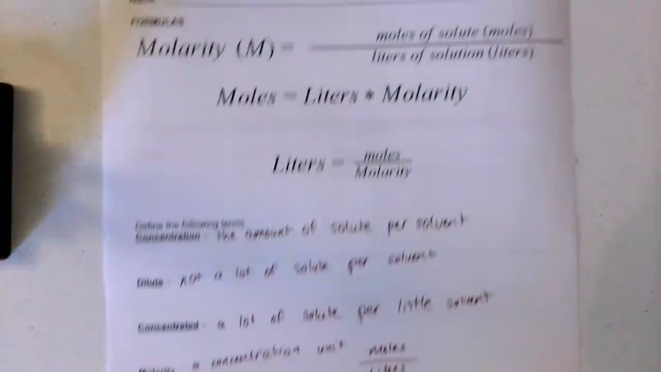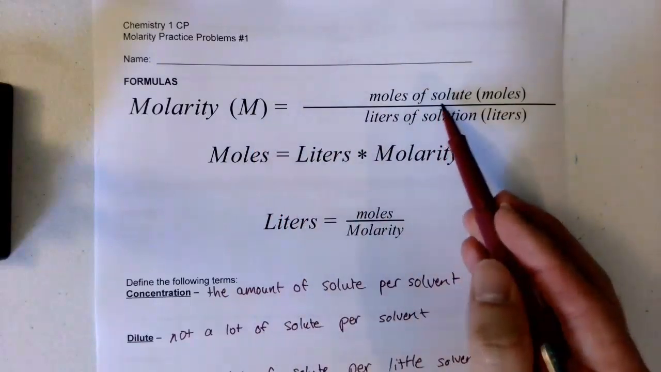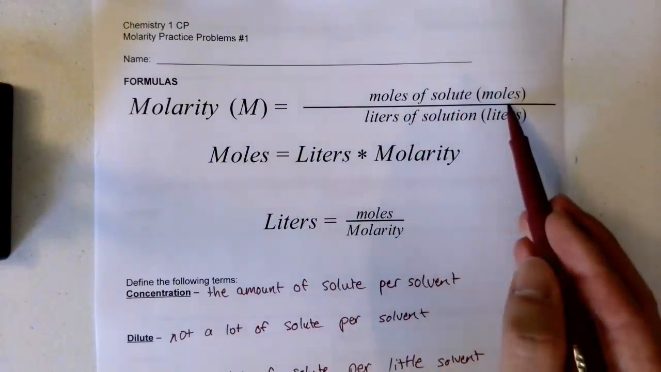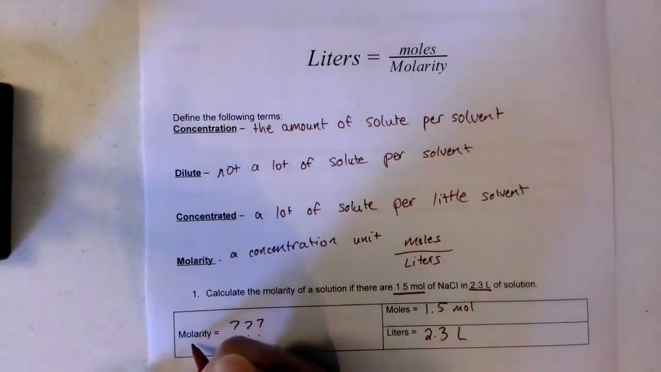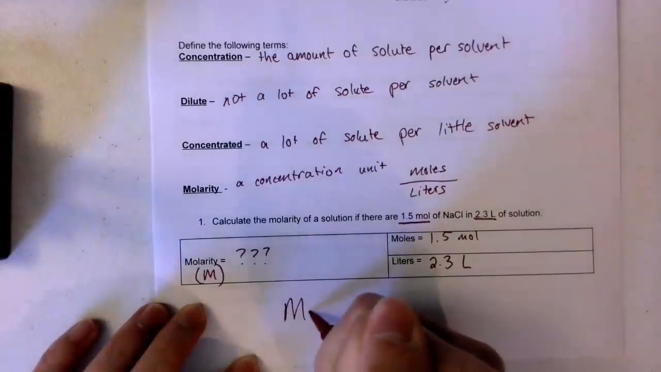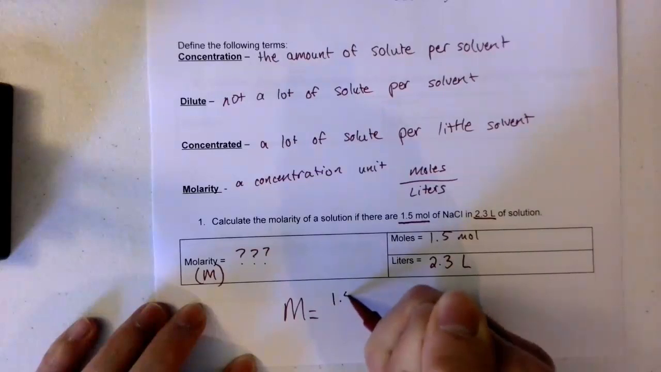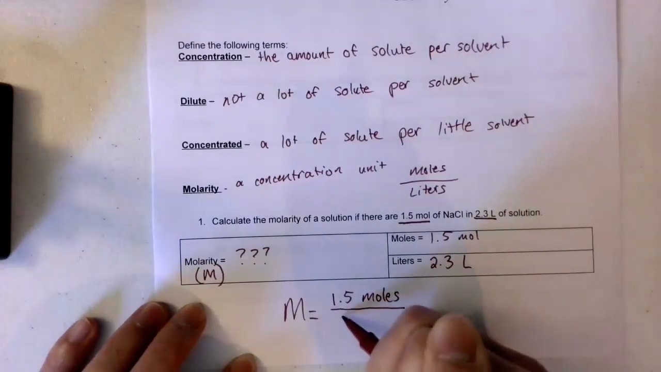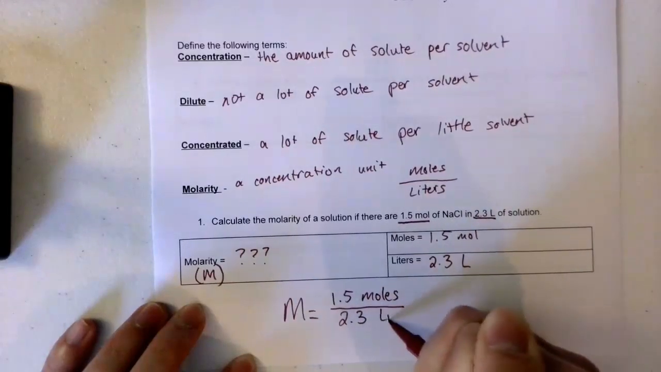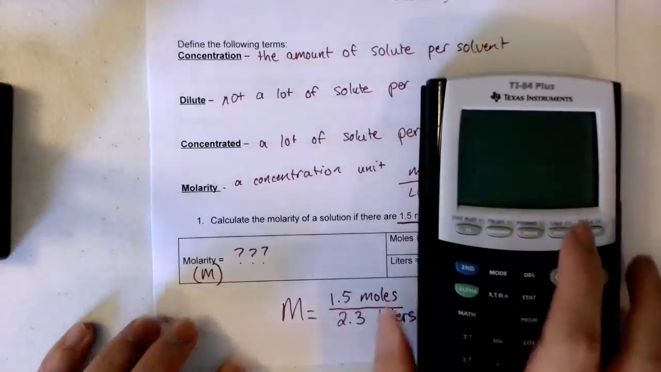Alright, so if you look up here at the top, if we need molarity, we can use this first formula where we do moles of solute, moles divided by liters. Alright, so I'm going to abbreviate molarity as a capital M like this. Alright, so capital M is going to be equal to 1.5 moles, so 1.5 moles over 2.3 liters.